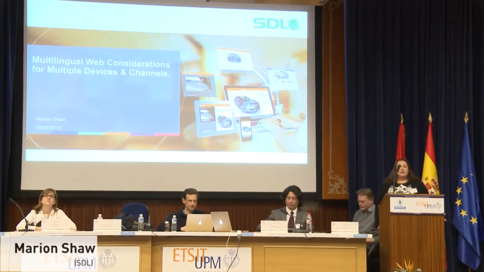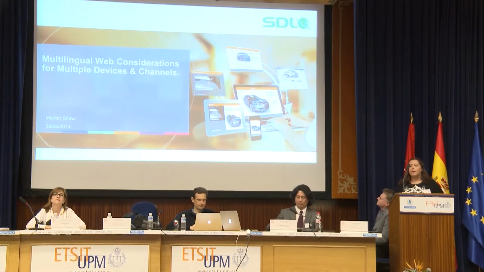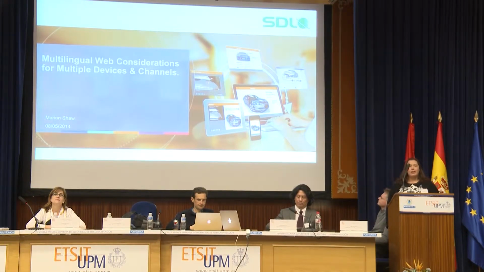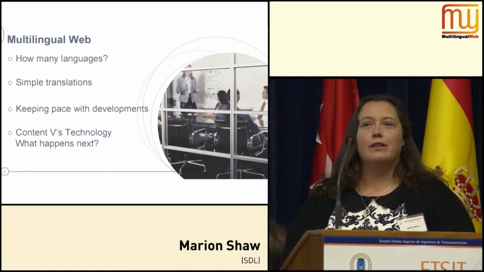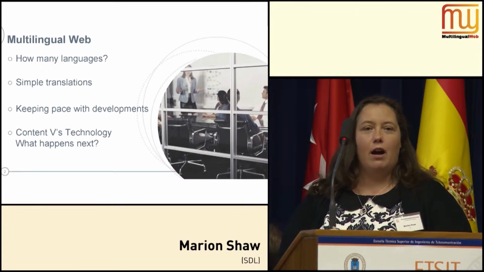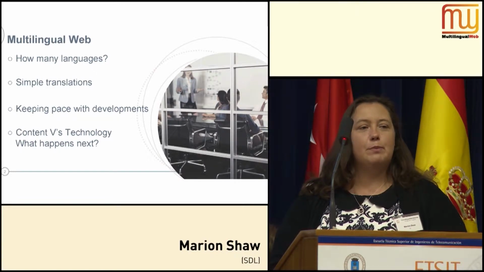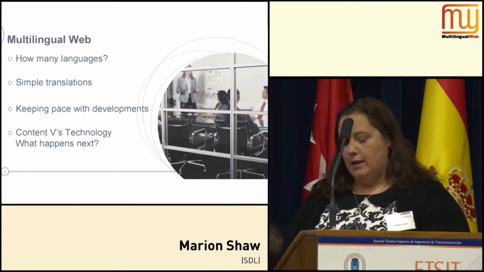So today I just wanted to have a look at some of the considerations we need to look at for the multilingual web. Many people have touched on them already, and I have a feeling they're going to come up time and time again. So we're going to look at how many languages. So how do you decide how many languages you want your website in? And is translation really as simple as translation? And how do we keep pace with developments? And what happens to our content as the technology changes, because it's moving at such a rapid pace? How do we keep up with it?